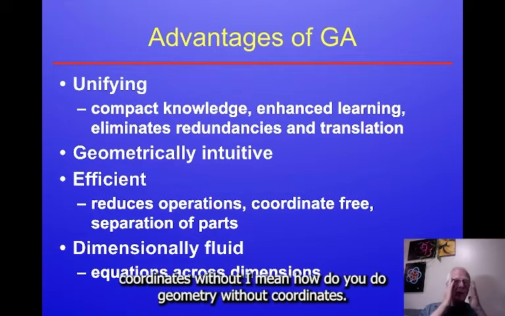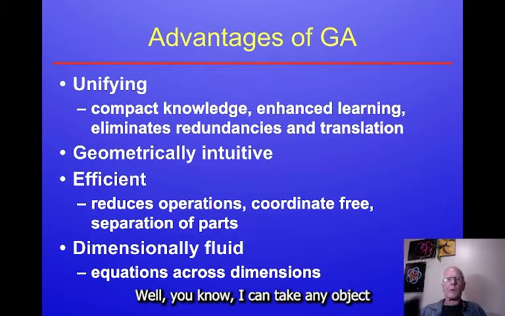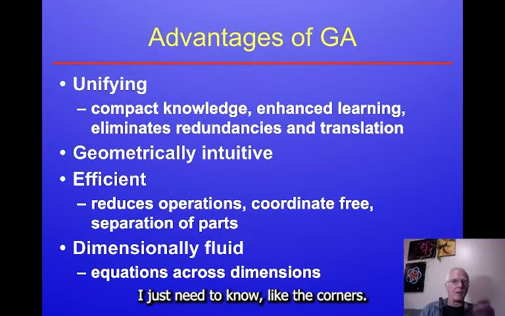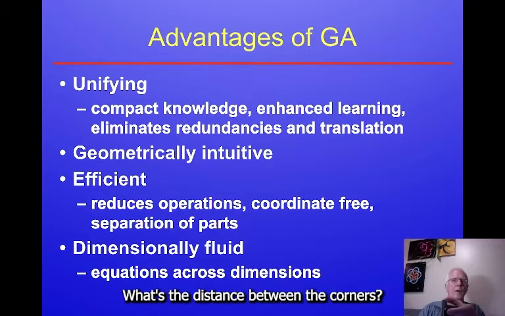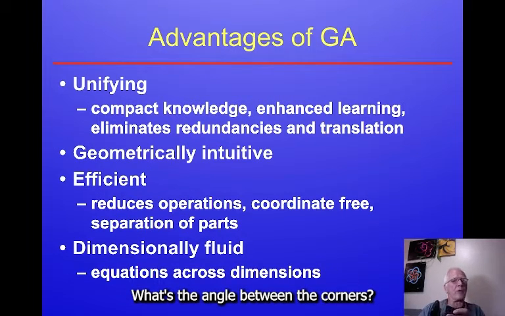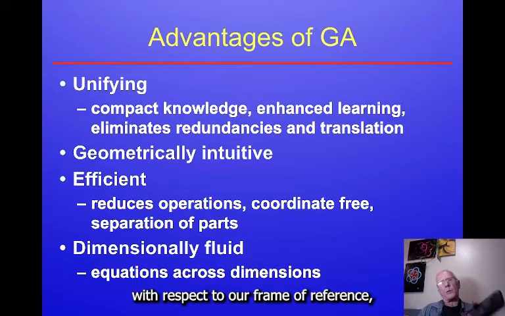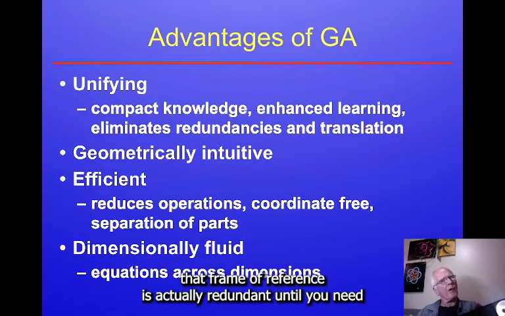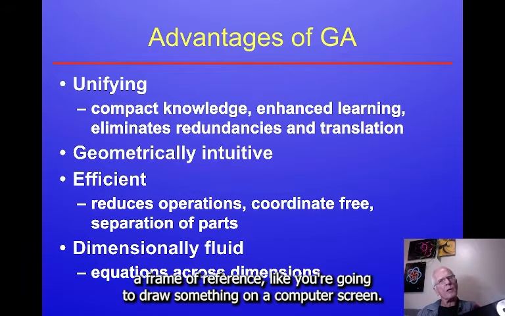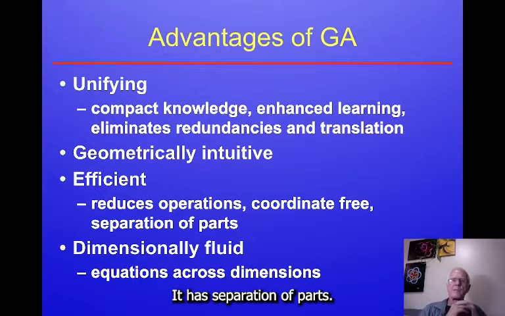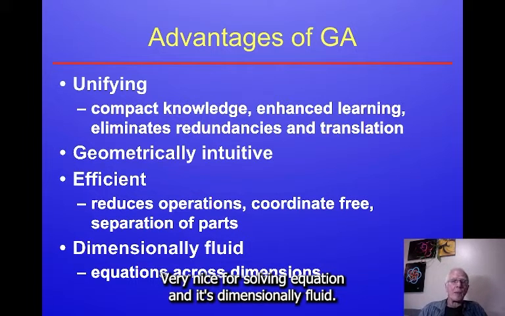And you might say, how do you do geometry without coordinates? Well, I can take any object and define its shape without coordinates. I just need to know the corners. What's the distance between the corners? What's the angle between the corners? Those constraints will completely define this object, and it doesn't matter how it sits with respect to a frame of reference. That frame of reference is actually redundant, until you need one, like when you're going to draw something on a computer screen. Otherwise you really don't need coordinates. It has separation of parts, very nice for solving equations, and it's dimensionally fluid.